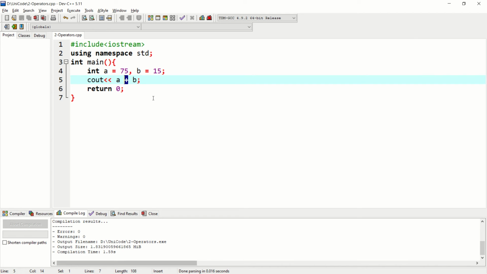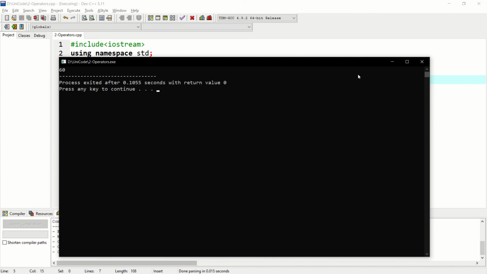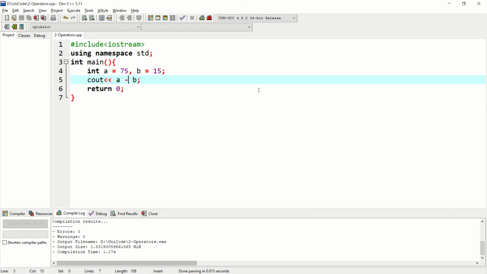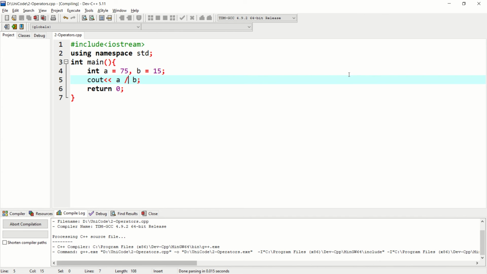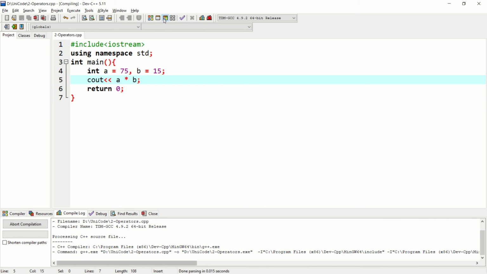Okay, next if I go to subtraction, we can do subtraction like this, and division maybe simpler. These are some of the simple operators I am telling you. Okay, multiplication.